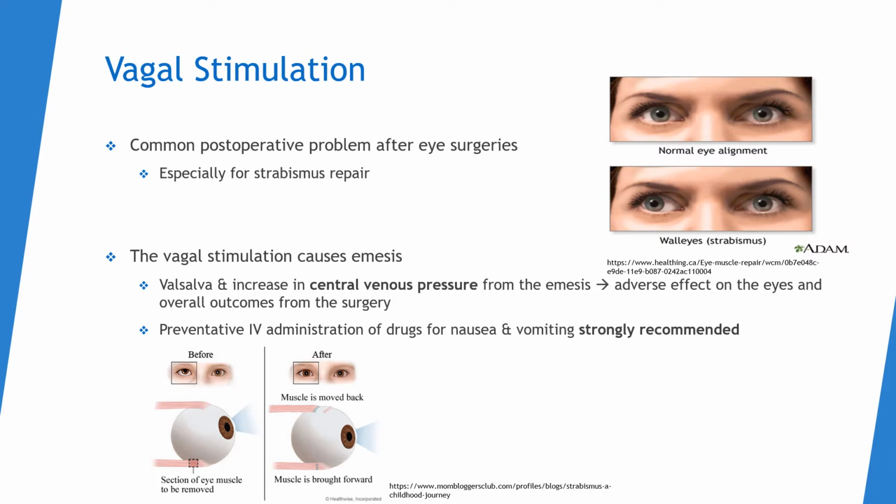And Valsalva and the increase in pressure from the act of vomiting can have an adverse effect on the eyes and the overall outcomes from the surgery, especially if it's an ophthalmic procedure. There are still sutures and surgical injuries from which the eyes are healing, and undue pressure from Valsalva and emesis can prevent those injuries from properly healing. So, preventative IV administration of drugs for nausea and vomiting is quite strongly recommended.